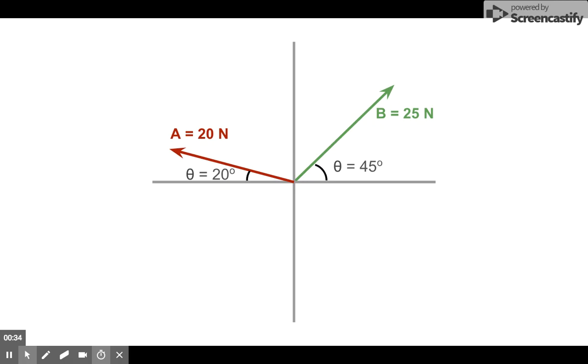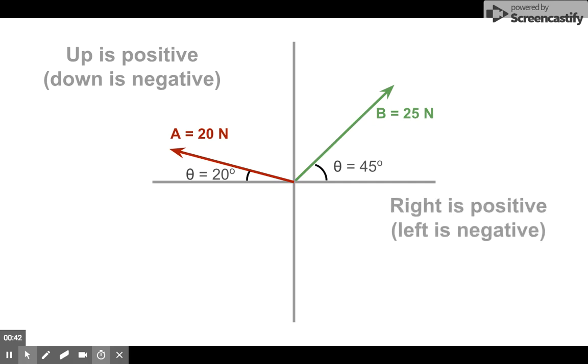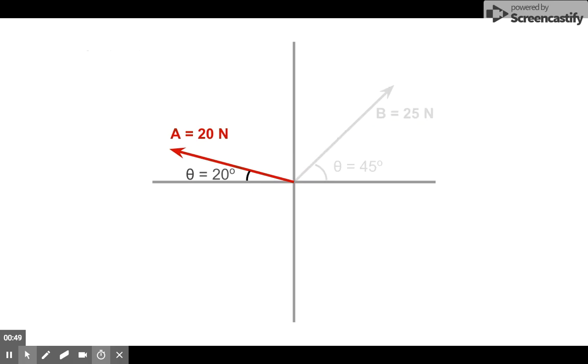In the picture that's shown here, I'm going to follow the rules from our text, which say the first thing we should do is define our coordinate system. So as is common, we're going to say that up is positive, down is negative. And we'll also use the idea that to the right is positive, to the left is negative. All right, let's focus on vector A first of all.